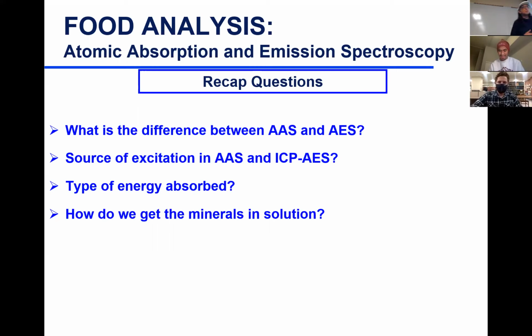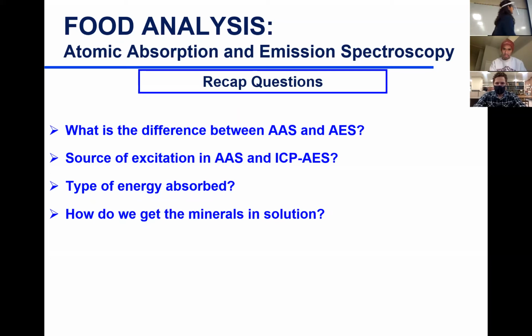What about inductively coupled plasma atomic emission? Yes, Dylan. Is it a flame? So the flame is the source of atomization in atomic absorption spectroscopy. I know you want to say something else. What is the source of atomization and excitation? You have inductively coupled plasma. So your plasma is the source of excitation. So it's the high temperature plasma, which is the ionized form of gas, and the gas is argon in this case. And it is the source of atomization. So it breaks the molecular bonds to give you atoms, and it's also a source of excitation for these atoms. Okay.